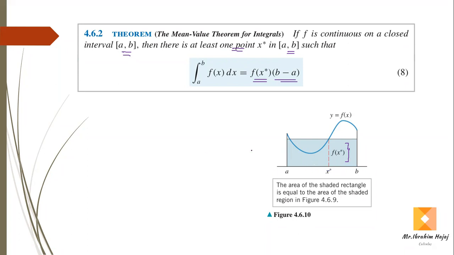Now, this rectangle. Do you see this rectangle? How to find its area? Its area is f of x star, meaning the height, multiplied by delta x. What is delta x? b minus a.